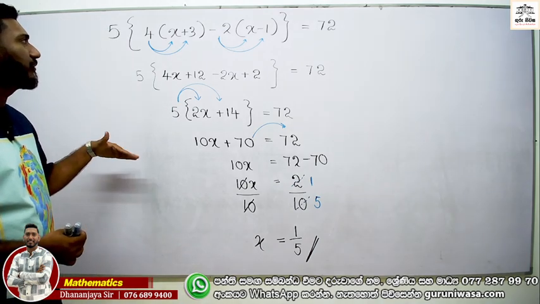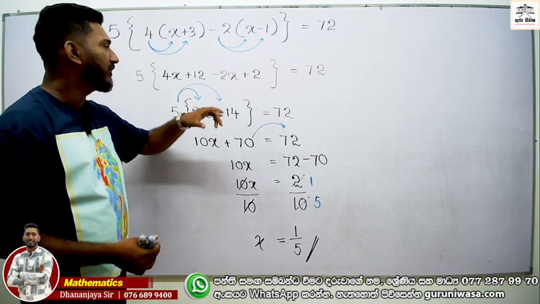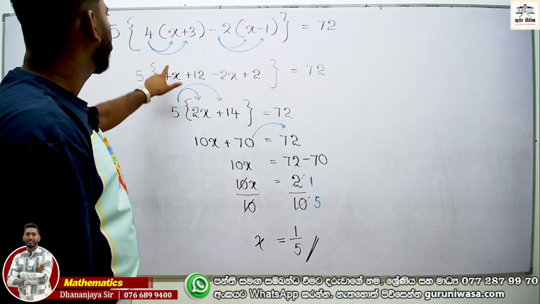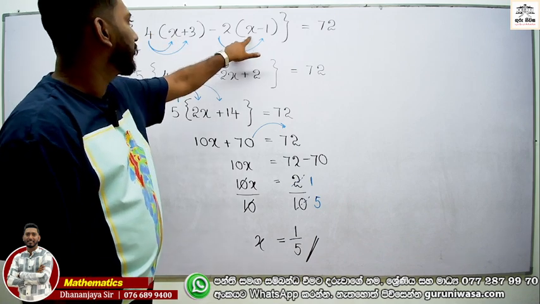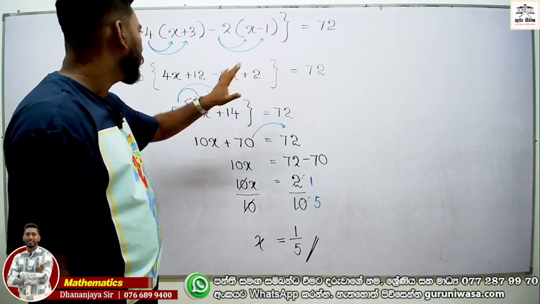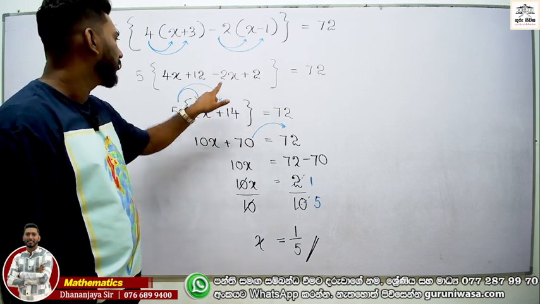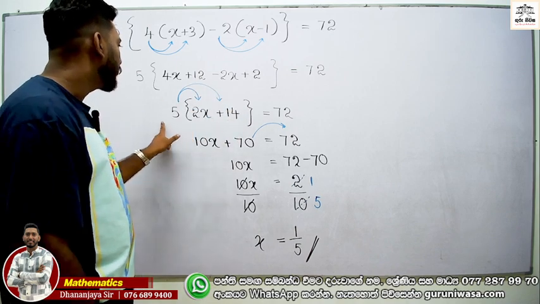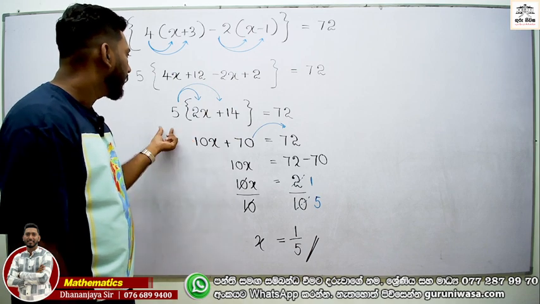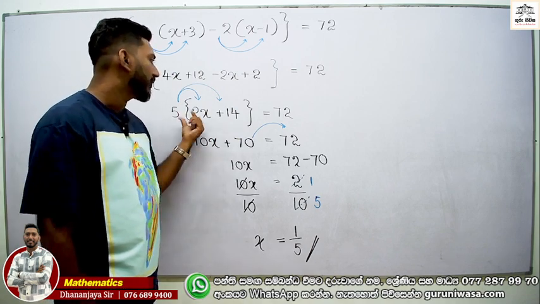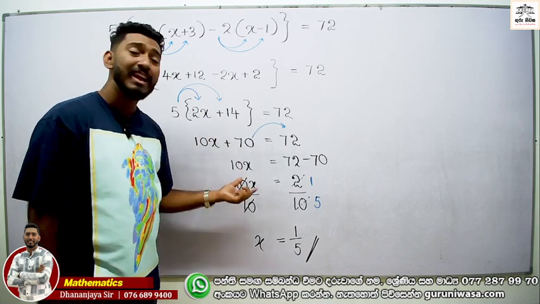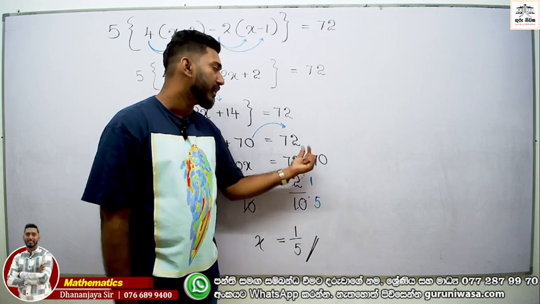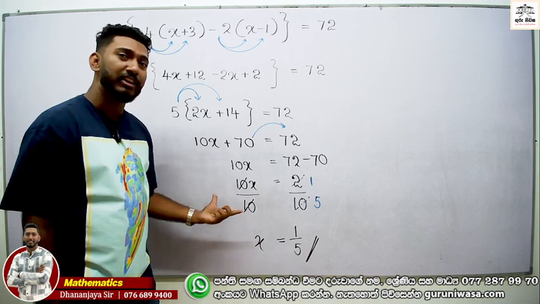The step by step I discussed. Now listen again. Firstly, we need to remove the parentheses. 4 times x is 4x, and plus 12, minus 2x and plus 2. Now again, 4x minus 2x is 2x, and plus 12 and plus 2 is plus 14. Again you need to multiply by 5. 5 times 2x becomes 10x, and plus 14 into 5 is 70, and 70 goes to the other side as a negative 70.